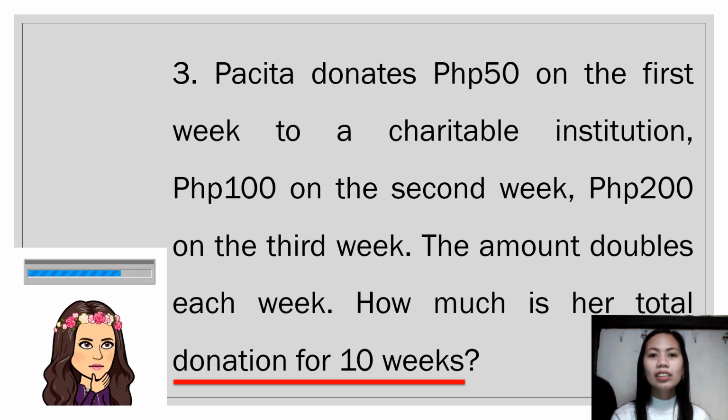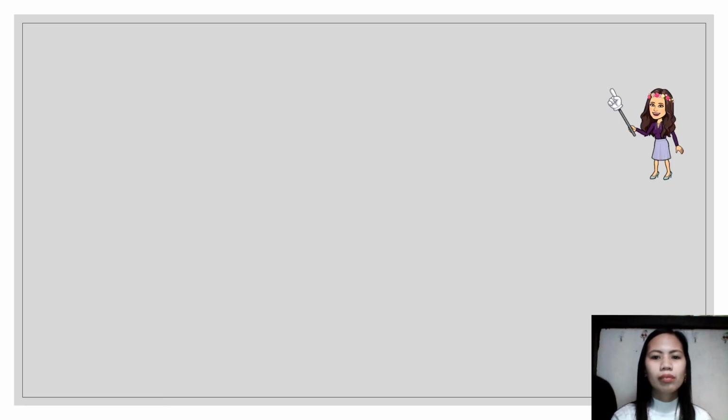Okay? Another example. Pasita donates 50 pesos on the first week to a charitable institution, 100 pesos on the second week, 200 pesos on the third week. The amount doubles each week. How much is her total donation for 10 weeks? Okay, let us do the step-by-step process in solving the problem.